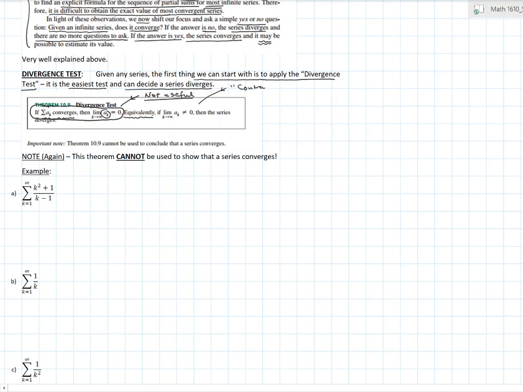But its equivalent version, and some of you may know this is the contrapositive if you have taken some other math courses like Math 2000, you may know the term contrapositive. So basically this is equivalent, and what this says is something very interesting. It says if the limit of ak is not 0, then the series diverges.